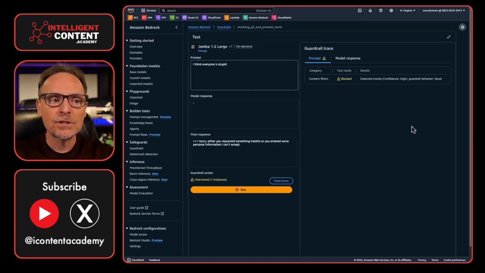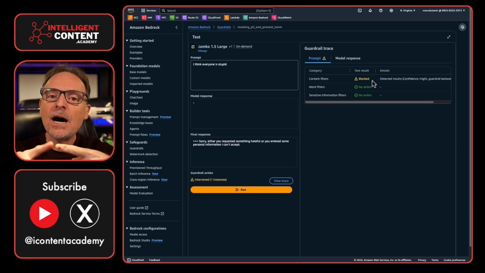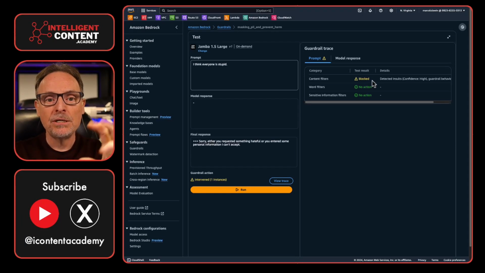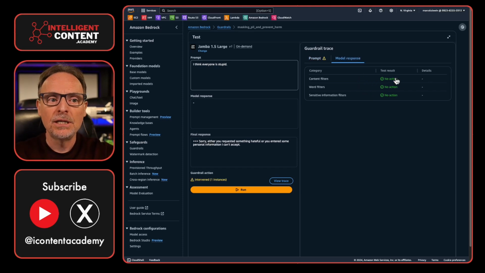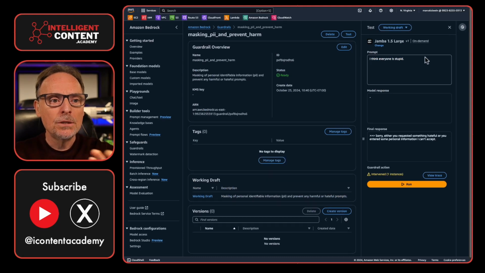Let's look at the trace. It blocked it at the prompt level, which is kind of cool, because keep in mind, these guardrails are helping you not just be not harmful, but also helping you save money. If you had sent it to the model, it would have charged you tokens, because it had to process, but there was no action at the model.